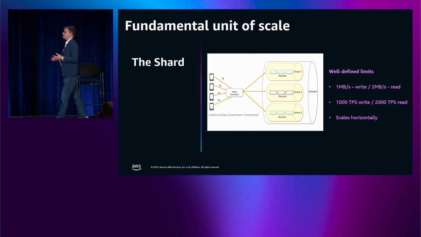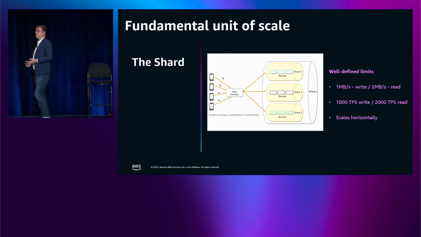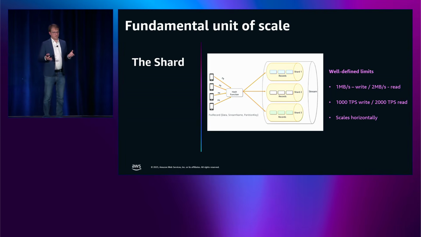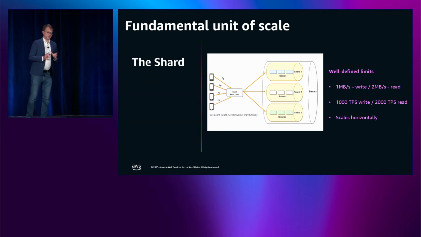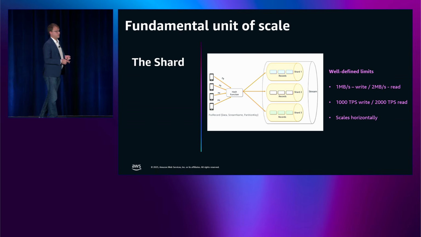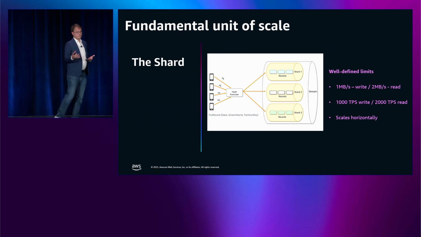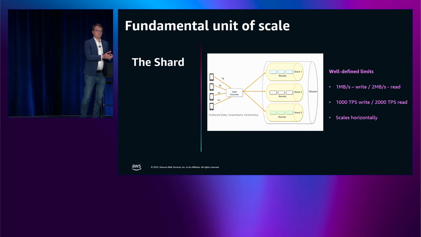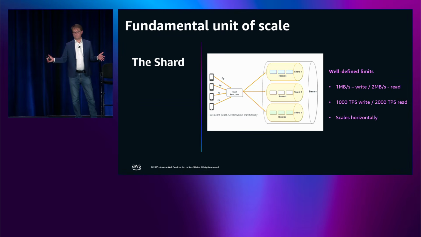All right, now we're really zooming into the fundamental unit of a Kinesis data stream, which is the shard. So a shard is the atomic unit of scale. It's got very well-defined limits, so a shard can do 1 megabyte per second of writes and 2 megabytes per second of reads. We support about 1,000 records per second writes, 2,000 records per second reads. And this is the building block from which every streaming application can scale.